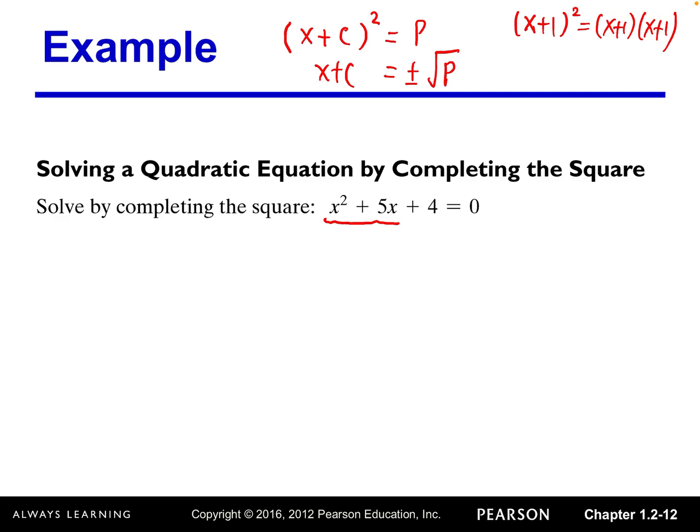And then we use the FOIL rule. First term, that's x squared. Outer term, that's plus 1x. Inner term, plus another 1x. And the last term, 1 times 1, which is plus 1.